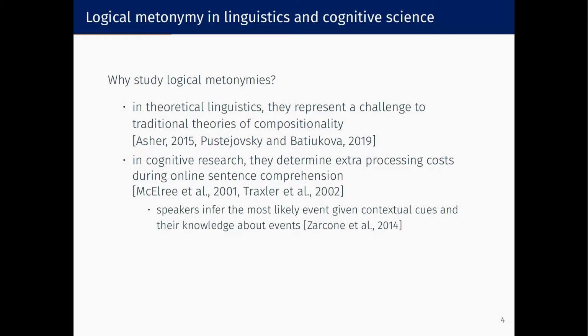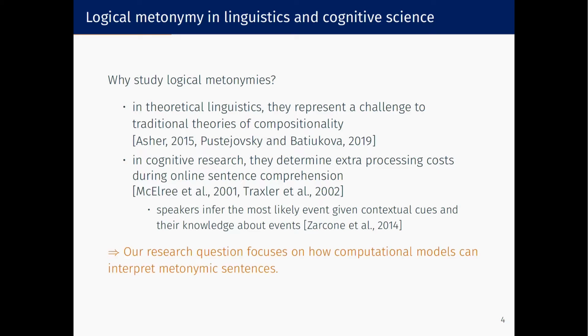The recent hypothesis on logical metonymy interpretation is that speakers quickly make use of their rich knowledge about events and their participants to build expectations about their upcoming input. That means people use contextual cues to retrieve the hidden event. In this scenario, our research question is: are computational models able to exploit contextual cues in order to correctly retrieve the covert event, and what are their limitations?